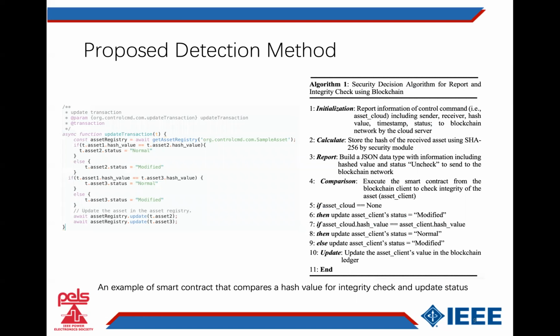And the algorithm on the right side describes the process of integrity checking for the hashed value of the control command. When the cloud sends a control command, the cloud initializes the process. The security module calculates the hash and updates the blockchain ledger. When the data manager security module receives the control command, it calculates the hash and reports to the blockchain server. After the comparison process with the smart contract, it updates the status of the asset. Following this algorithm, the blockchain will automatically detect a location and device that changes the integrity of the control command.